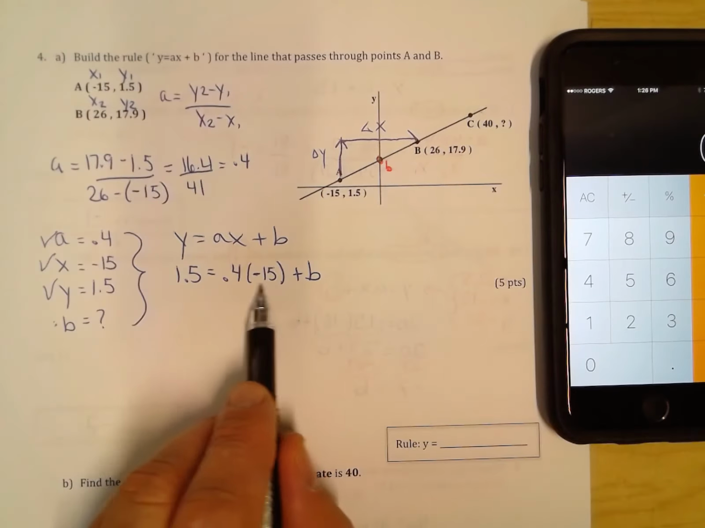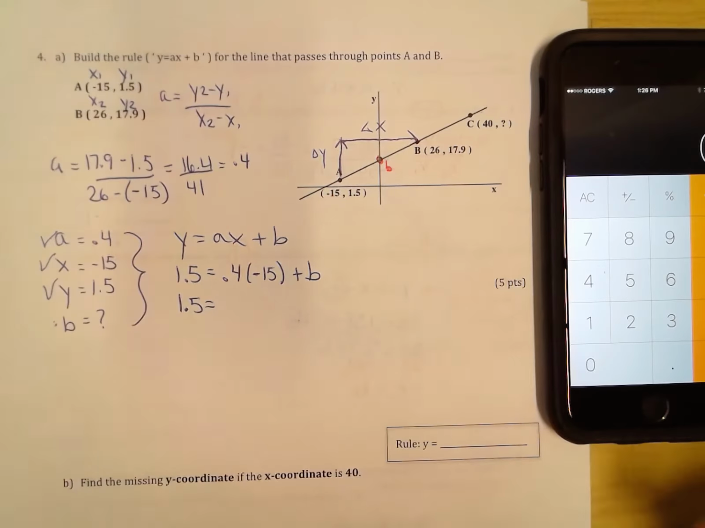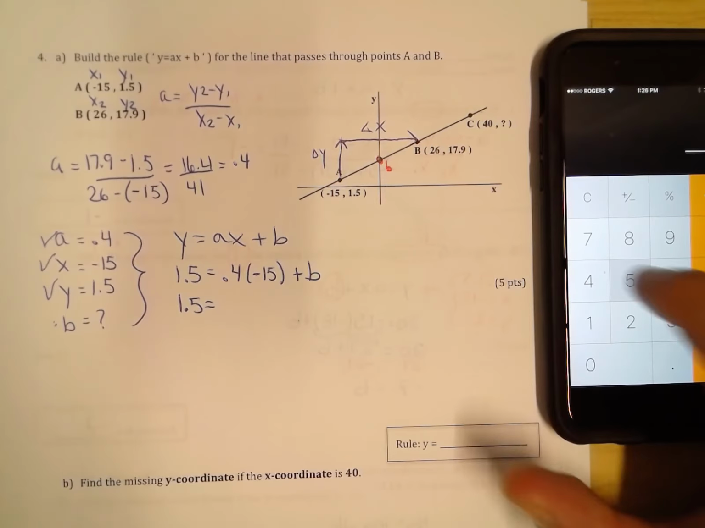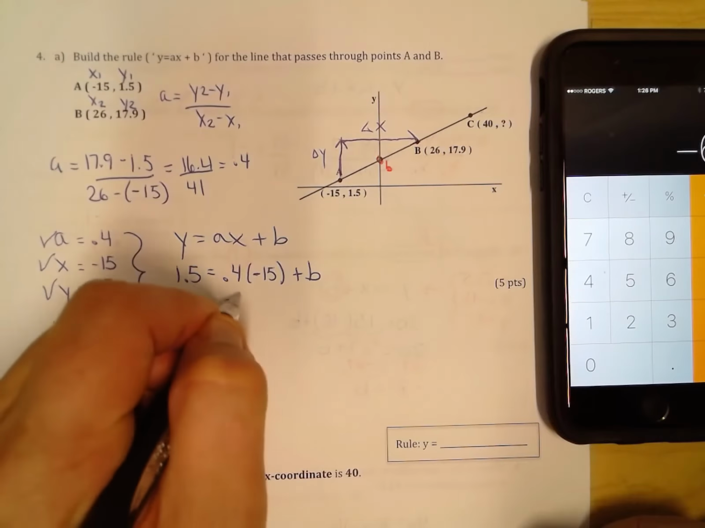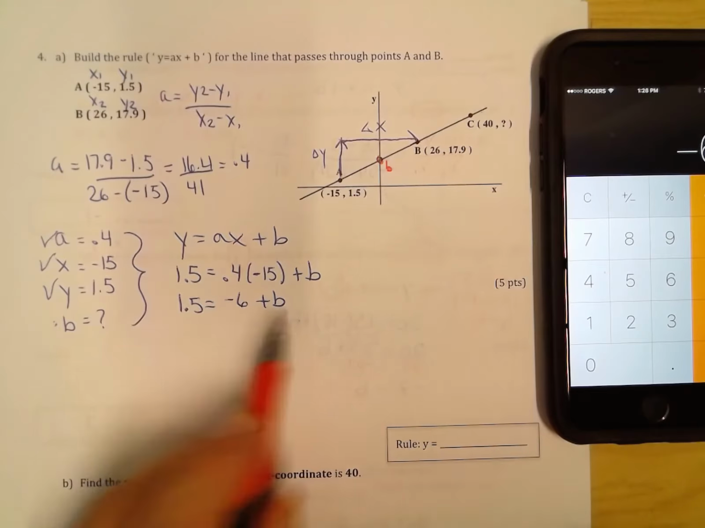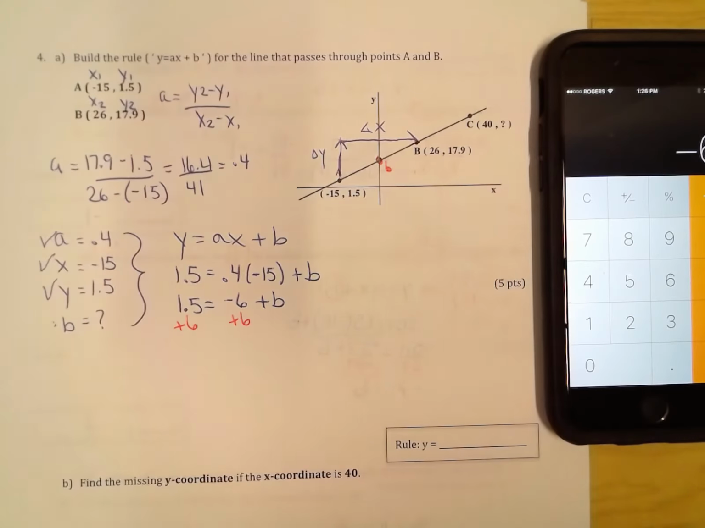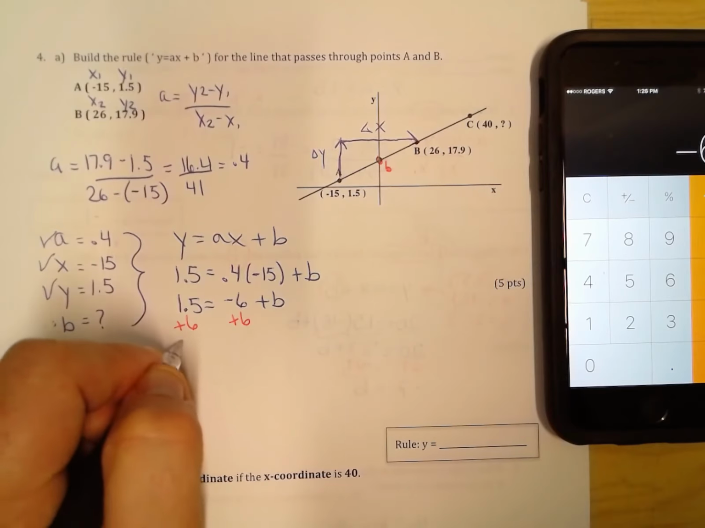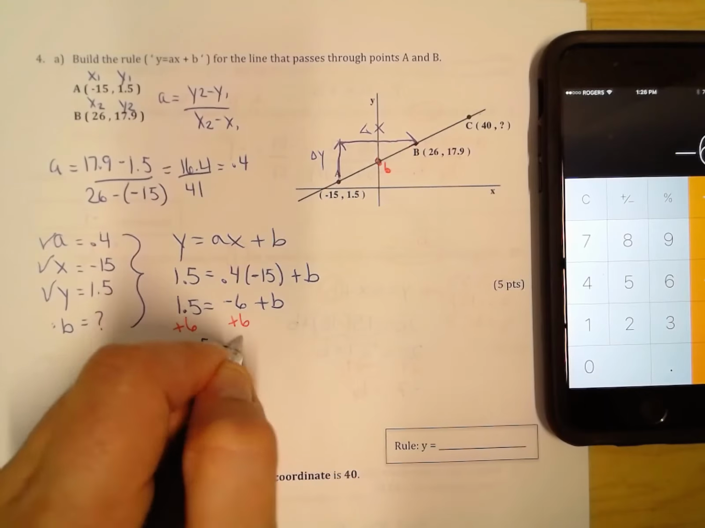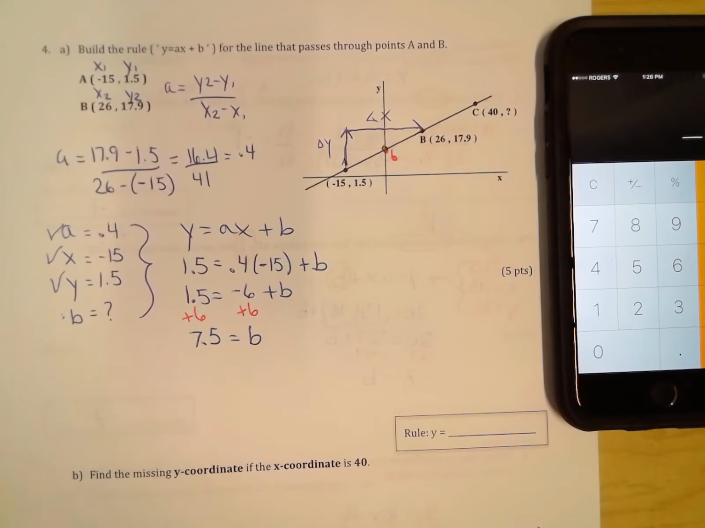Calculator time. I'm going to go ahead and change that into one number since it's just a basic multiplication. 1.5 will be equal to 0.4 times negative 15, and that's negative 6, plus b. And now, to isolate the b, I'm going to add 6, because that's a minus 6, and I have to do that to both sides, which is going to make no calculator. Now you ready? Shocking. 7.5. I can do that one in my head. Plus b. You're done. You've got the b.